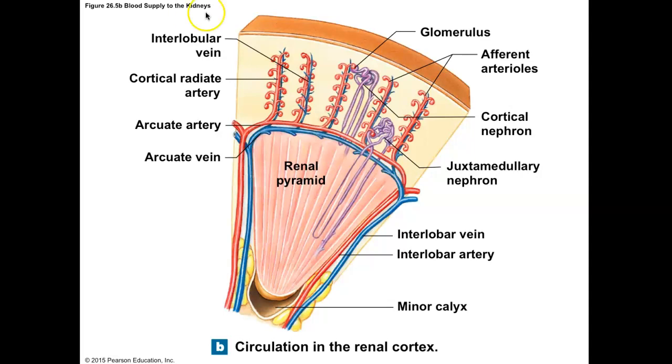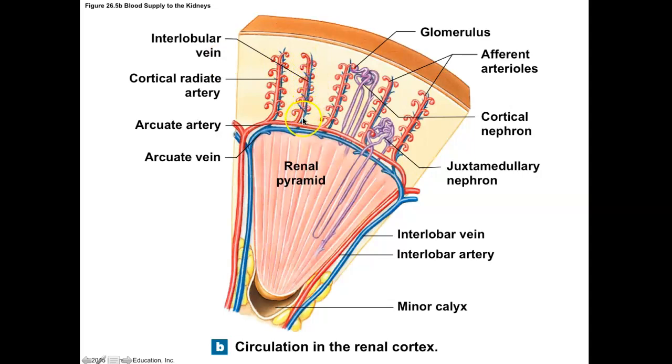So your textbook likes to call the veins interlobular veins, and the arteries cortical radiate arteries. In the notes I have cortical radiate vein because you can just say that. So either one, if you want to remember cortical radiate vein, that's fine. If you want to remember interlobular vein, that's fine. Okay, so we have these veins that are going to be exiting the cortex.